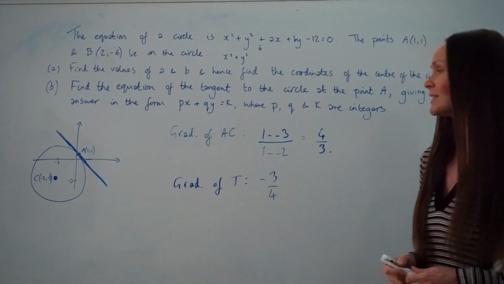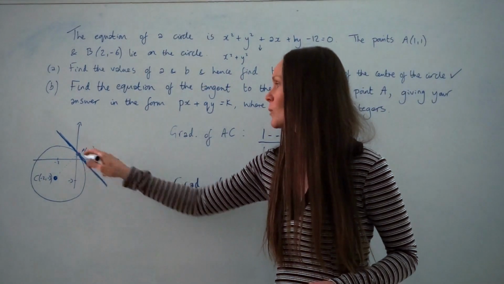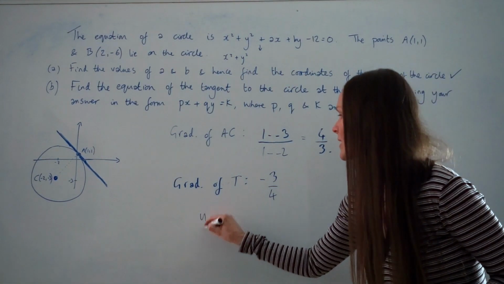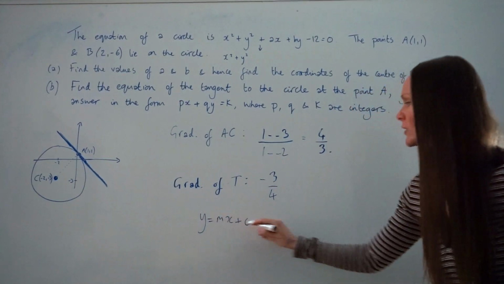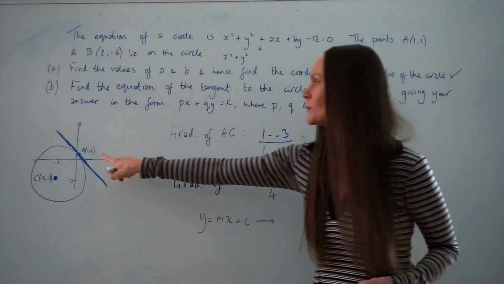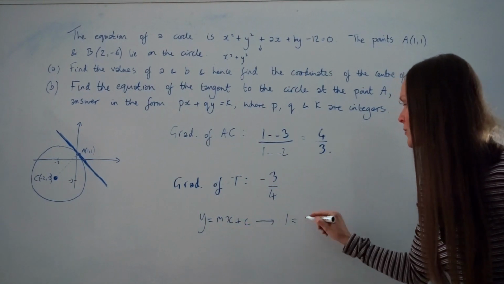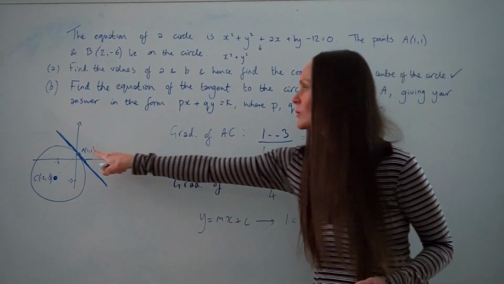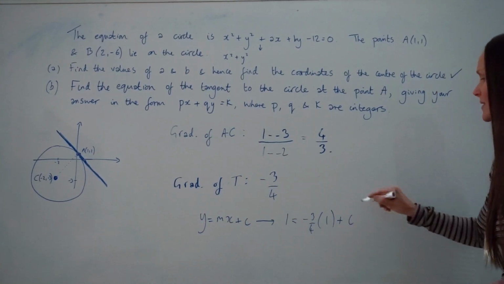So now we have the gradient of the tangent, and we also have one point that lies on the tangent, 1, 1. So using that information, we can work out the equation. So I'm going to write down y equals mx plus c. Okay, so this is just the general form for the equation of a straight line, and I'm going to substitute in the value of y, which is 1, so a point on the line. m is the gradient, so -3/4, and our x value is also 1. And then plus c, we don't know yet. This is going to be the y-intercept, okay?